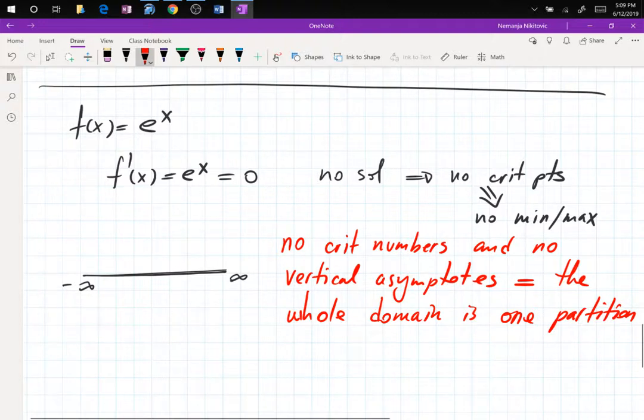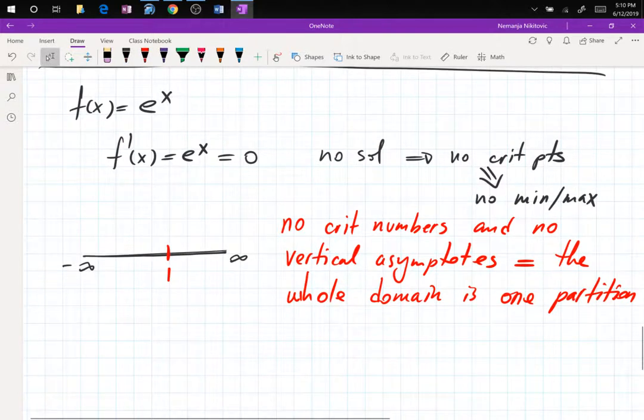You are free to pick any number under the sun because it's one partition and you will test that one number in the function. So which number should we pick? 1. Okay. Sure, why not? Is there an easier number to pick? 0 is easier, sure. But you already picked 1, so now you have to stick to it.